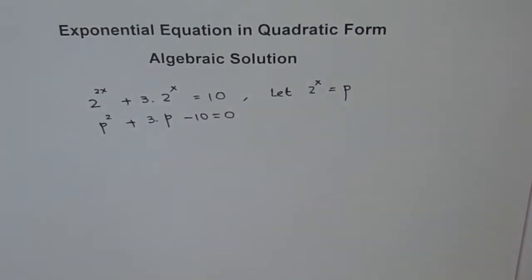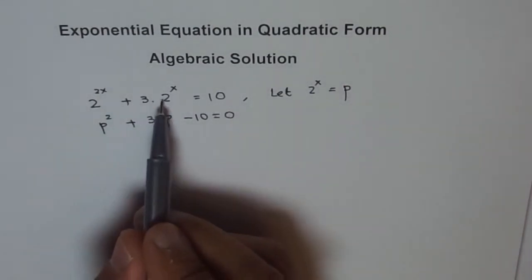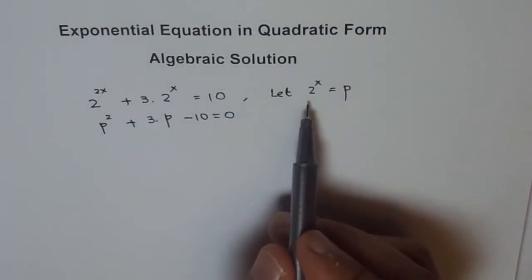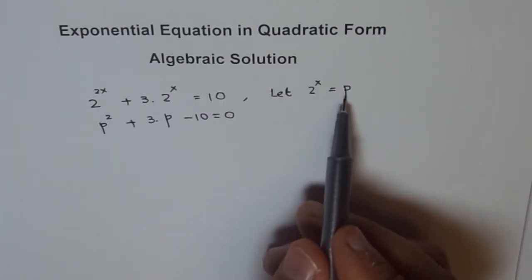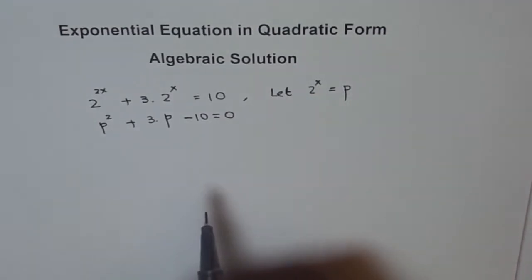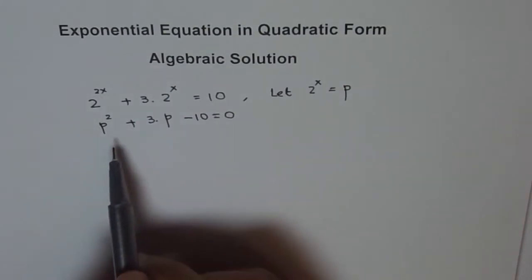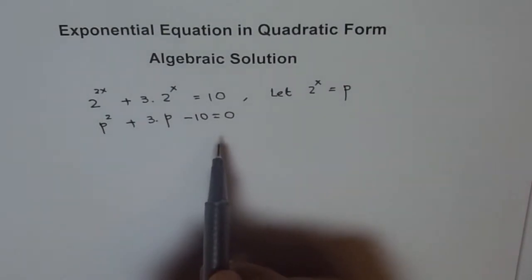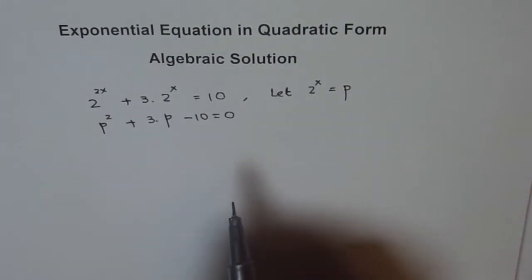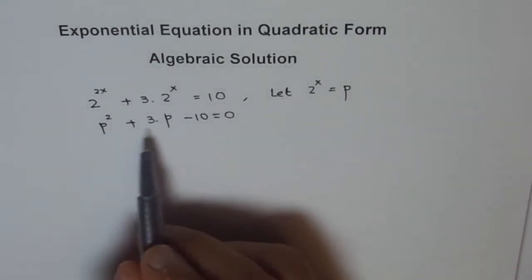So it has exponential components in it, but by substituting 2 to the power of x equals p, I made it a quadratic form. Now, once I have an equation in a quadratic form, I can solve with the quadratic formula or by factoring, correct? So let's solve it. Can we solve by factoring?